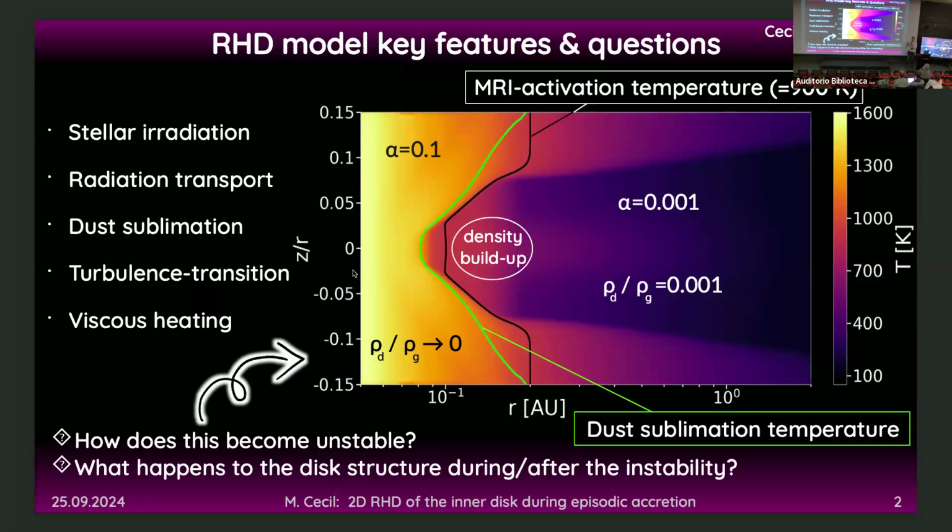So as a consequence, the temperature will increase in this region around here. Eventually, the temperature can reach the MRI activation temperature, or get into the vicinity of it, and then the alpha value becomes strongly dependent on the temperature. The MRI gets active, and a runaway heating effect is launched in this region right here, which causes the instability.